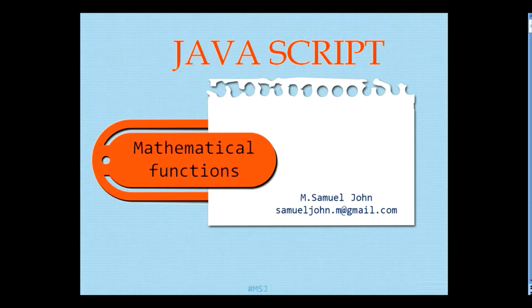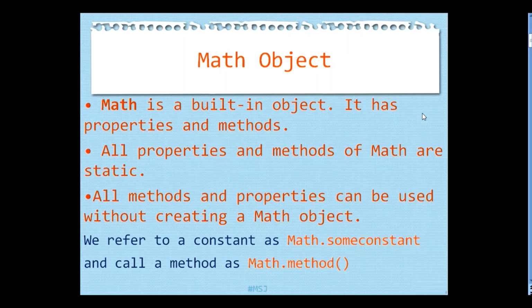Now we see some mathematical functions in JavaScript. Here almost all the mathematical functions of JavaScript are accessed with a built-in object called Math. Math is a built-in object, so it's already an existing object. We know that objects have properties and methods. So this Math object, a built-in object, has some properties as well as methods.